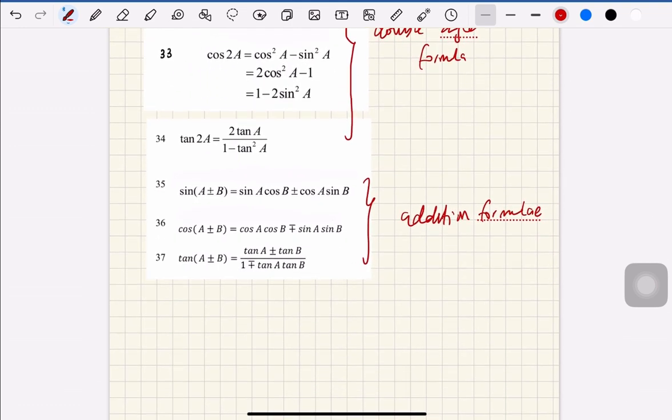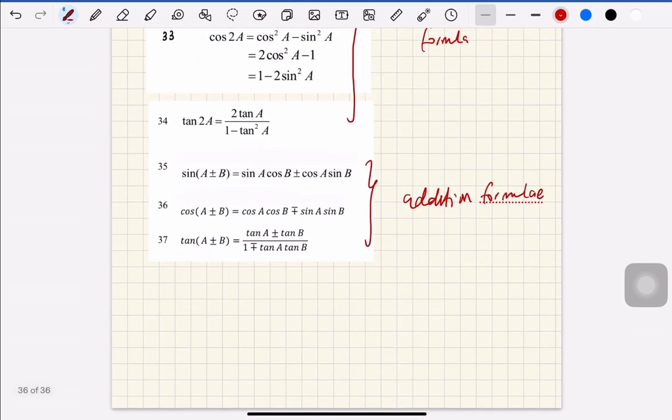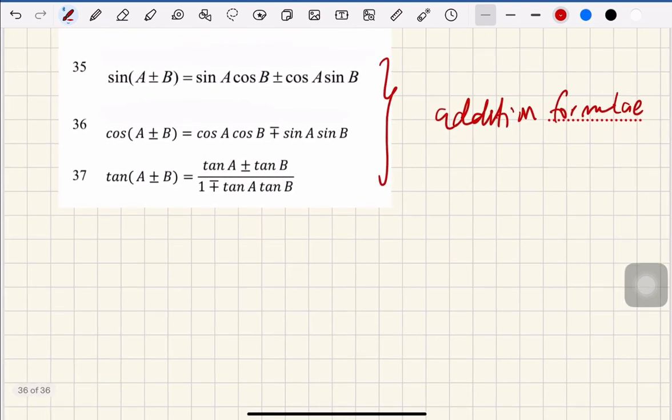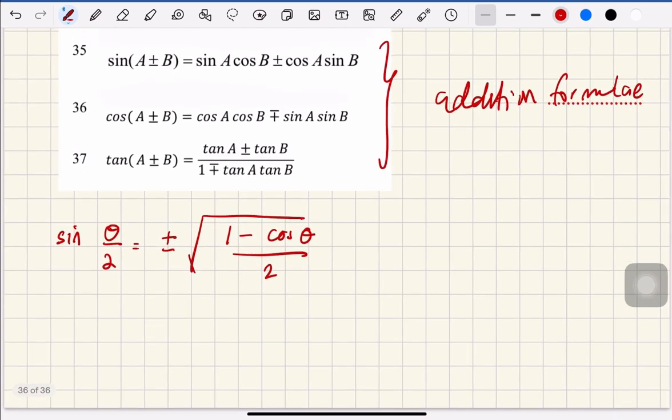You can notice that the half angle formula is not here. It's not given, because usually they ask you to derive it. Later I'll show you how to derive the half angle formula. The question might ask you to derive, but only for 2 or 3 marks, so you have a choice to answer or not. If you don't want to, you can just skip.